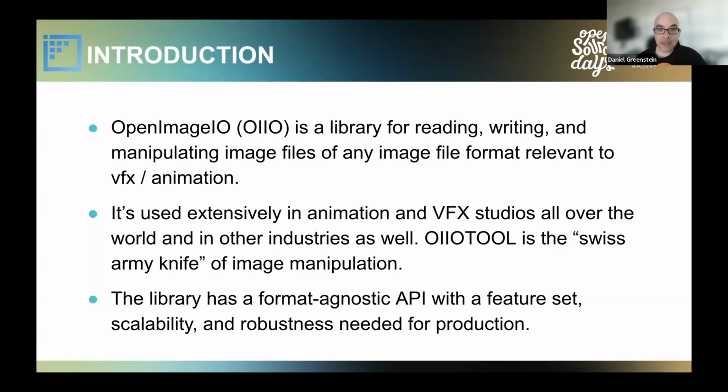So OpenImageIO is a library for reading, writing, and manipulating images. It is heavily used in VFX and animation. It has a command line tool called OpenImageIO tool, which is known as the Swiss Army knife of the industry for image manipulation. Many of us use it every day. It has a rich API in C++. It has Python bindings.